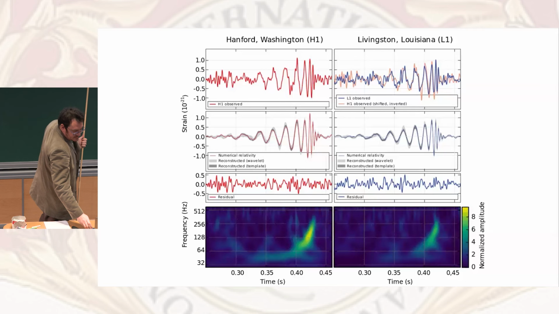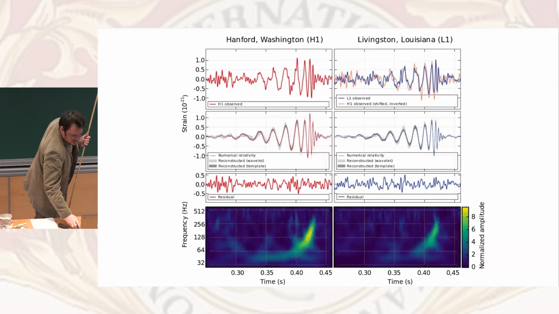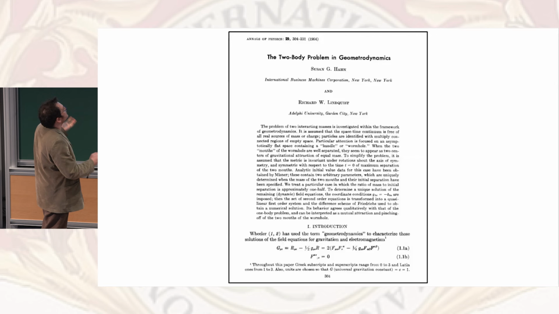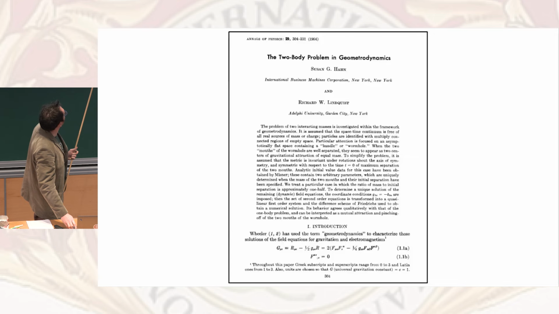And nowadays, these simulations help enormously to detect and precisely estimate the properties and the parameters of these binary black hole sources, or in general, compact binary sources. So the actual story started long ago. This is, I think, the first paper that did something with a supercomputer, 1964, Hahn and Lindquist, where they actually tried, in axisymmetry, to collide two black holes by solving the Einstein equations.